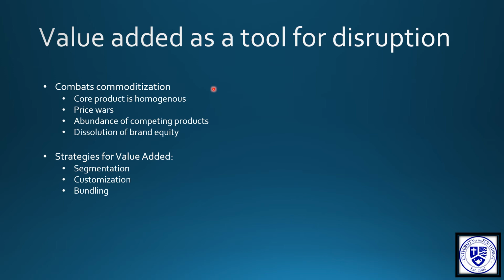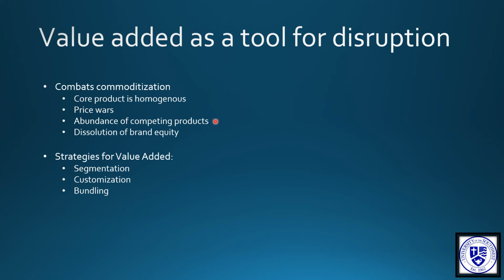And so commoditization basically happens when our core product, what we're trying to offer, is homogeneous. It's the same as what everybody else offers. There's not much differentiation between what we offer and what our competitors offer. And this leads to price wars, because if we can't compete on features any longer, if we're not able to offer new, latest, greatest technology features, if the products that we're offering are very similar or the same as our competitors' products, it leads to price wars. And it leads to price wars because there's an abundance of competing products.